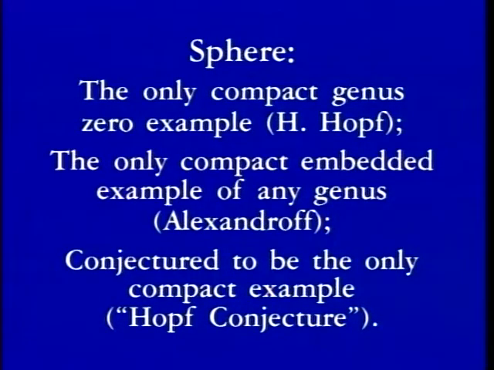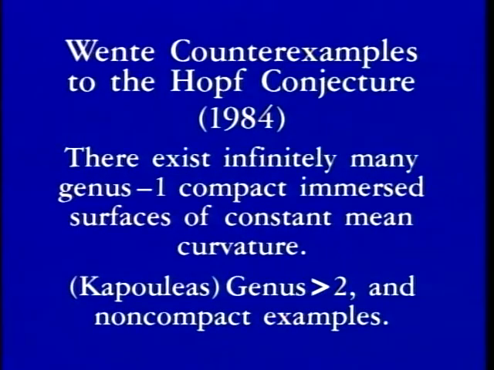Alexandrov proved that if you had a surface that was embedded, compact, closed, with constant mean curvature, it had to be the sphere. And it was conjectured that the sphere was the only closed surface of constant mean curvature. This was the so-called Hopf conjecture. It turns out that this is not true. In fact, it was proved by Wente in 1984 that there were infinitely many genus 1 surfaces that were closed and had constant non-zero mean curvature. These surfaces were not embedded, of course, and were somewhat complicated.